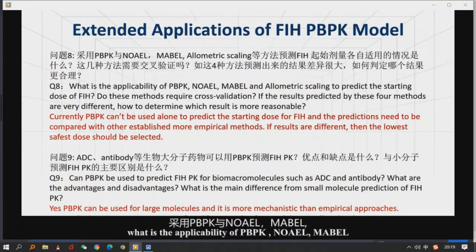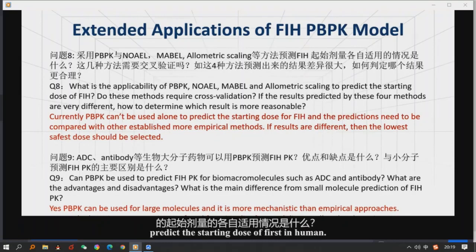Question number 8. What is the applicability of PBPK, NOAEL, MABEL, and allometric scaling to predict the starting dose of first-in-human? Do these methods require cross-validation? If the results predicted by these 4 methods are very different, how do you determine which result is more reasonable?